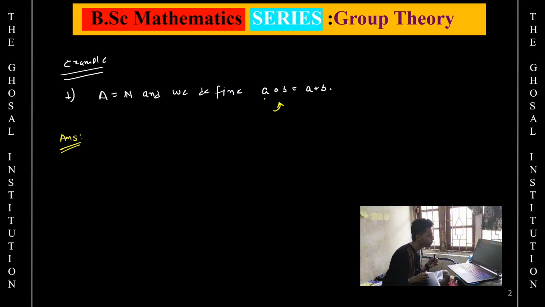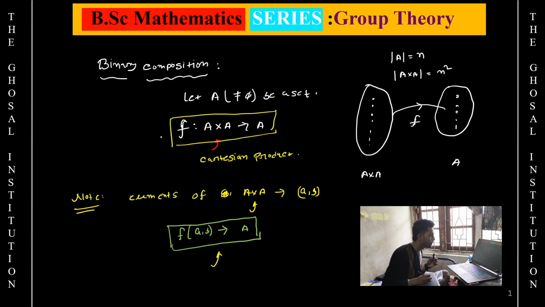Okay, so both a and b belong to the natural number set. What we have to show is that f of (a, b), that is here your a composition b, also belongs to the natural numbers, that is set A. This is the definition: the image of all the elements of A cross A goes to the elements of the set A.